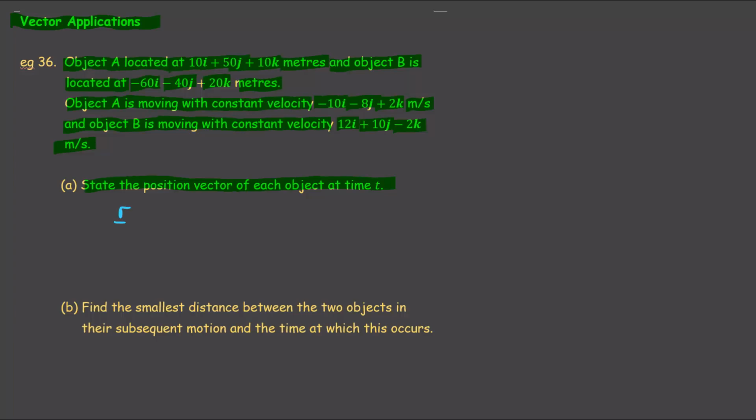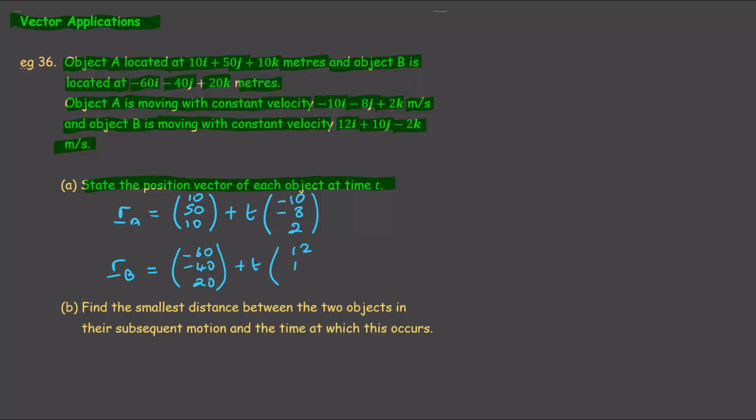So for A, we know that initially it is at 10, 50, 10, and it is moving with a velocity of negative 10, negative 8, 2, and B is initially at negative 60, negative 40, 20, and its velocity is 12, 10, negative 2.